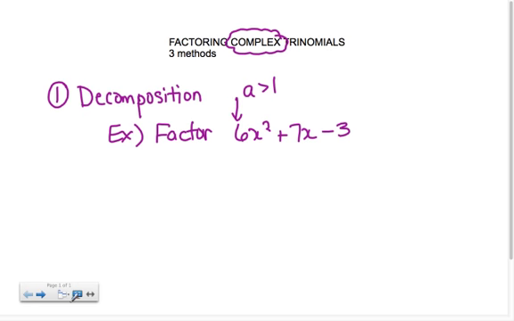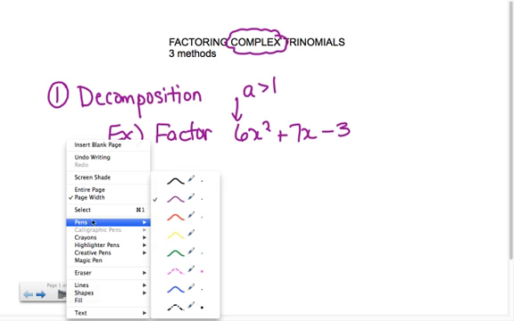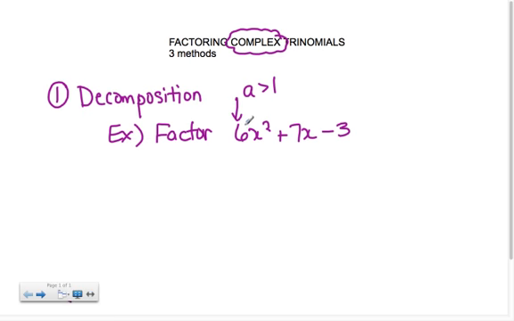When we factor using complex trinomials, what we want to do is consider a number that's going to multiply to the product of the first and the last values in the trinomial. So we want to find a set of numbers that are going to multiply to 18, or rather negative 18, and at the same time add to positive 7.